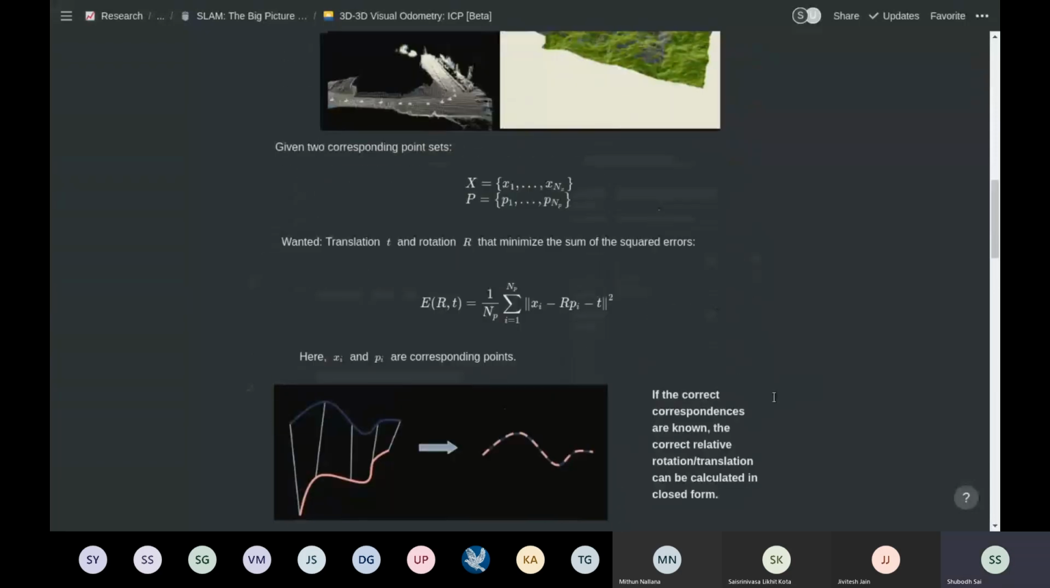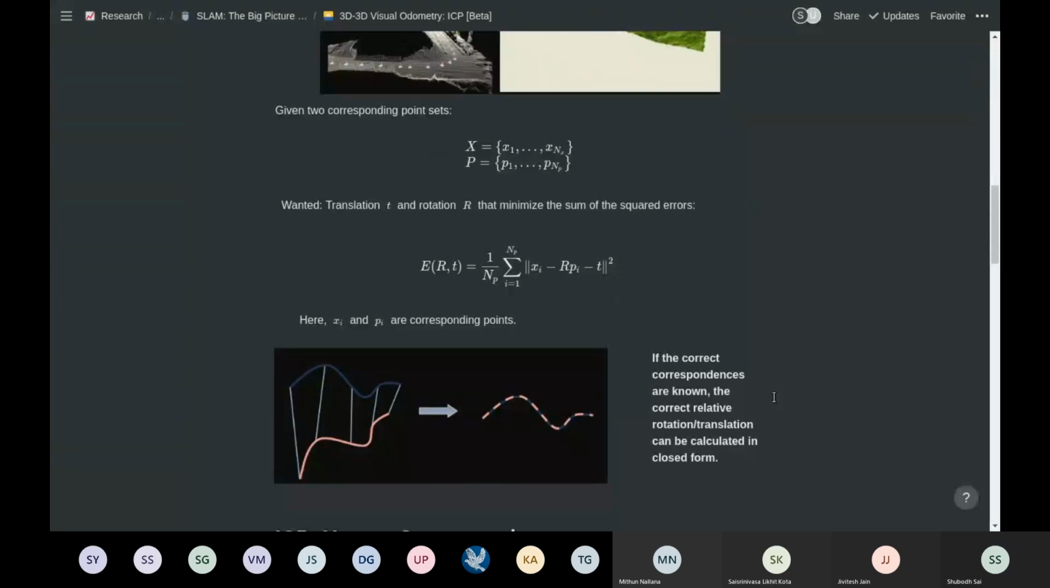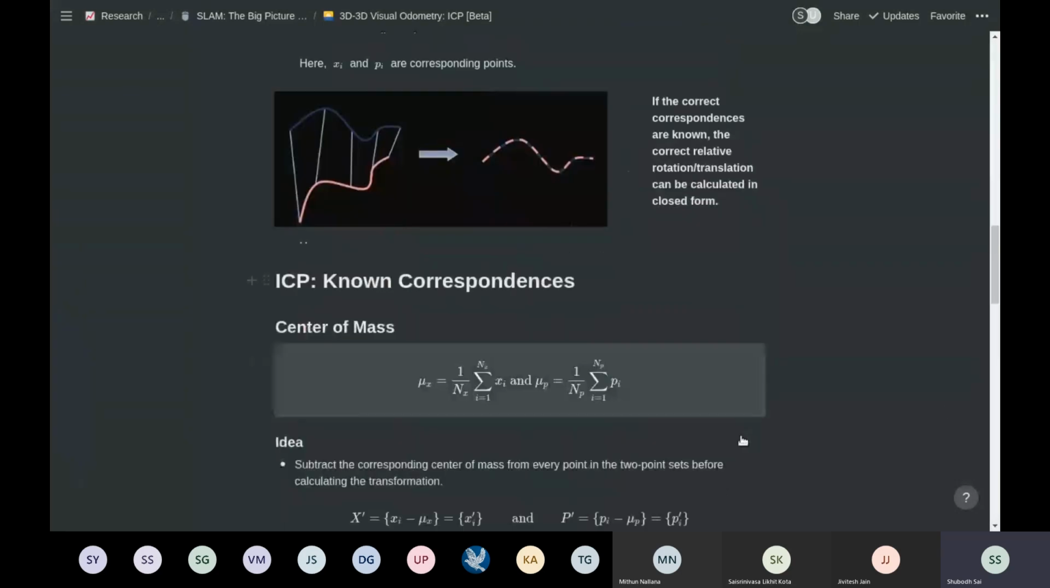So the good thing about ICP is that if you have corresponding points, if you know that this particular point corresponds to this particular point, and you have a few sets of correspondences, then you can find the correct R and T, rotation and translation, in closed form. There's no ambiguity here. There's just one analytical solution. You don't need any iterations. If you know the correspondences, you can get the R and T in one shot.